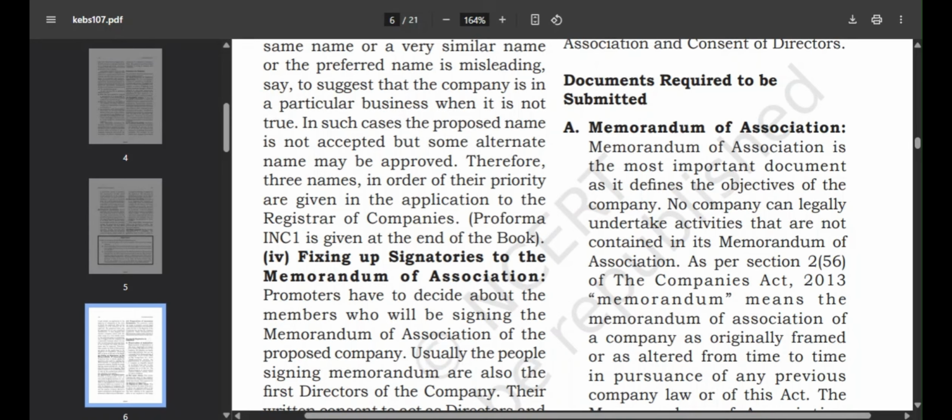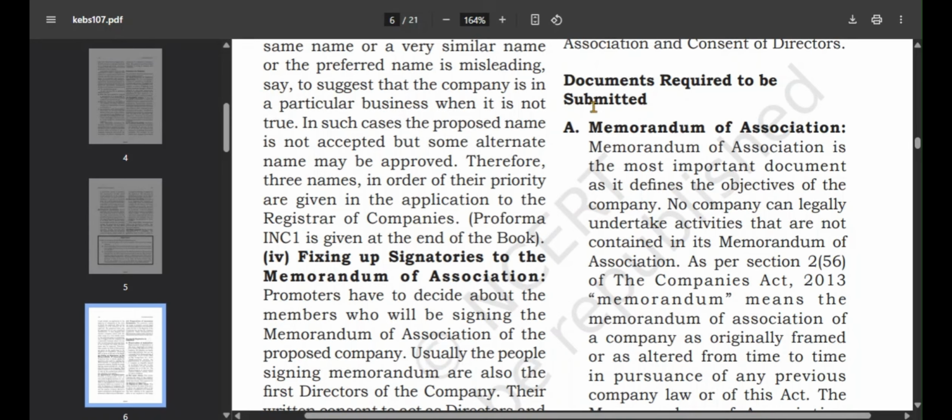Under memorandum of association we have five types of clauses. Then we have articles of association, then the consent of proposed directors, then the statutory declaration agreement. Then you will have the receipt of payment of fee, that is your last document to be submitted. Firstly, we are going to see the memorandum of association.